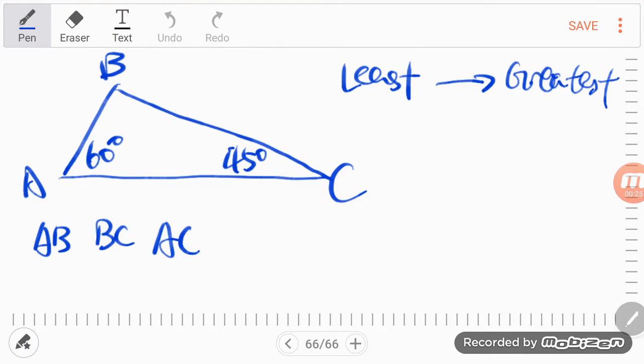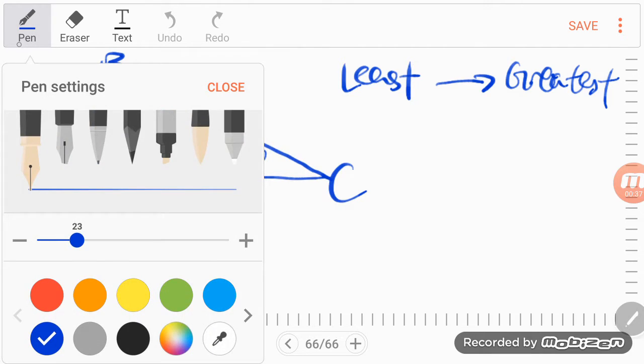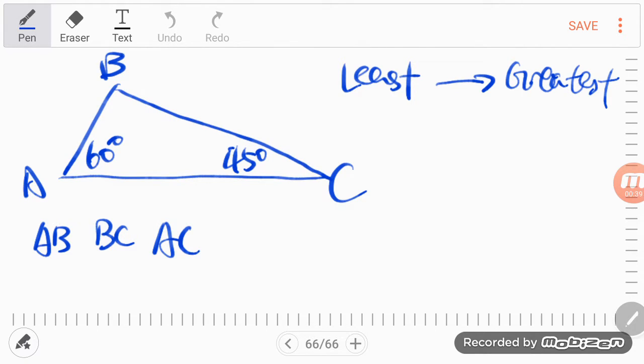So here I have a triangle ABC, and they gave us angle A is 60 degrees. Angle C is 45. Now, given angle A and angle C, I can figure out my angle B, right? So my angle B is gonna be 75. So 60 plus 45 is 105, and 105 plus 75 gives me 180. So yeah, angle B is 75 degrees.